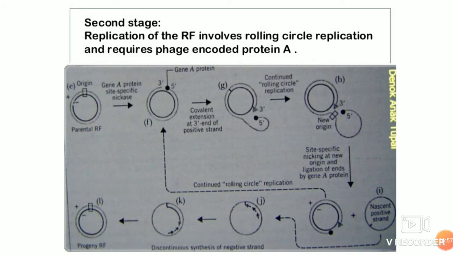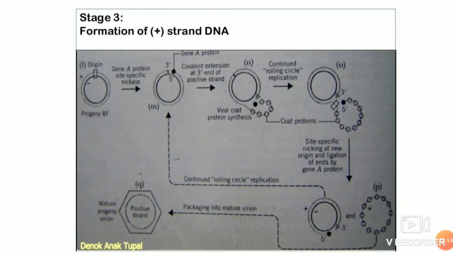So the same process repeats, and new nascent positive strands are synthesized, which again undergo priming, and then you have new formation of the replicative forms. The stage 3 is formation of positive strand.